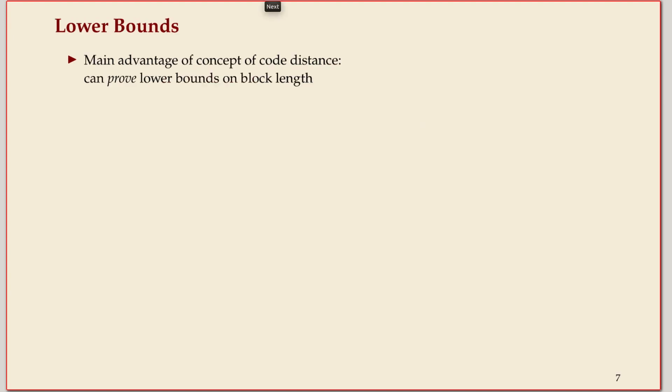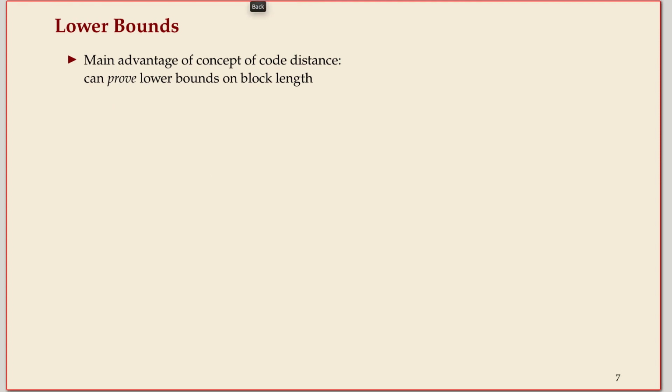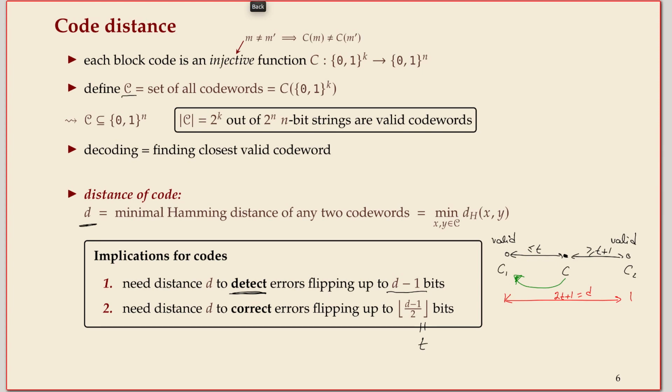Now we can actually strengthen this a little bit, and that's another main advantage of this mathematical modeling that we've done up to now. There's two bounds that I want to present to you. So specifically, I mean, okay, let's go back a second. So this is nice. If you know what the distance of your code is, you can say it can't do better than these two things.